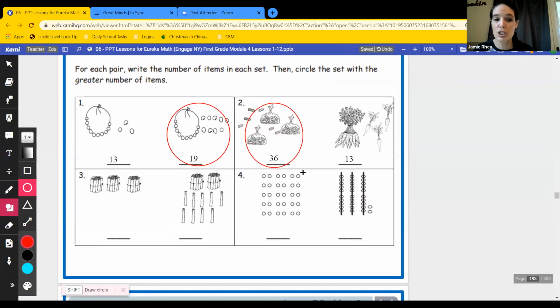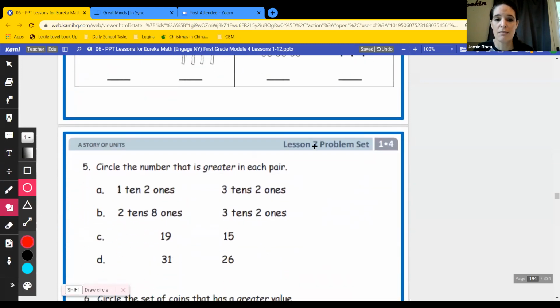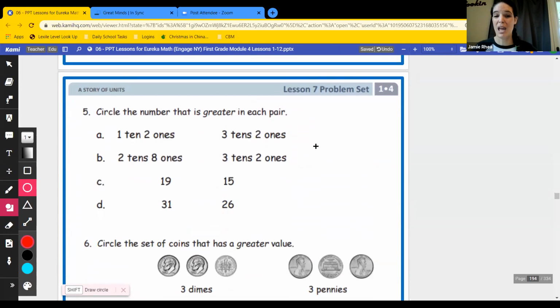Okay. You're going to do that for 3 and 4, just like I did. Now let's look at 5, because you're going to do A and B. Circle the number that is greater in each pair. Oh goodness, look at that, friends. There's no pictures and there's numbers and words. It's okay. We're still going to look at it the same exact way, okay?